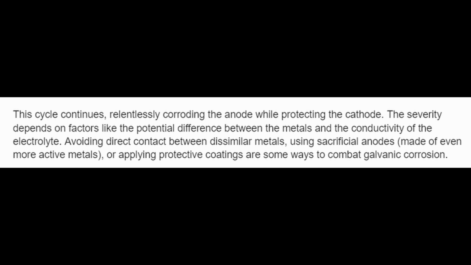The severity depends on factors like the potential difference between the metals and the conductivity of the electrolyte. Avoiding direct contact between dissimilar metals, using sacrificial anodes made of even more active metals, or supplying protective coatings are some ways to combat galvanic corrosion.